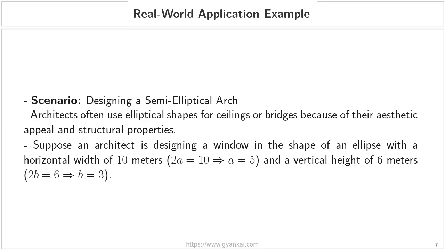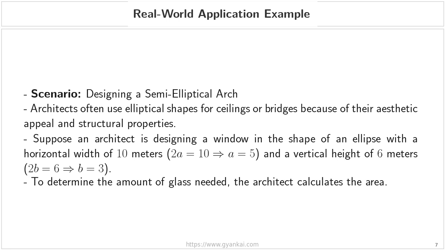Suppose this architect is designing a window in the shape of an ellipse. The window has a total horizontal width of 10 meters. Since we know the total width represents 2 times the semi-major axis, we can say 2a equals 10, which means our value for a is 5 meters. The total vertical height is 6 meters, which represents 2 times the semi-minor axis, so 2b equals 6, giving us a value for b of 3 meters.